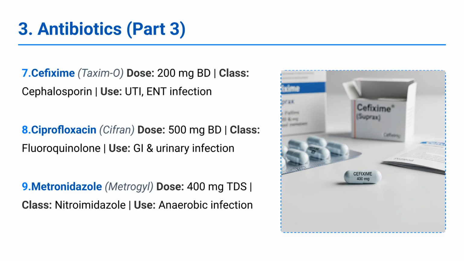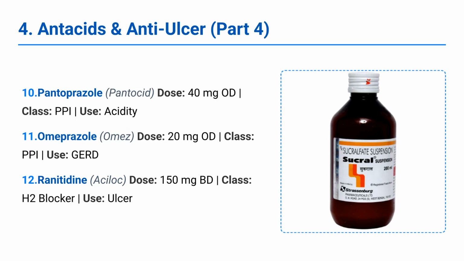Continuing with antibiotics, sulfiximate is a cephalosporin for UTIs and ENT infections. Ciprofloxacin, a fluoroquinolone, targets GI and urinary infections. Metronidazole, a nitroimidazole, treats anaerobic infections. In antacids and anti-ulcer medications, pantoprazole and omeprazole are PPIs for acidity and GERD, respectively. Ranitidine, an H2 blocker, is used to treat ulcers.